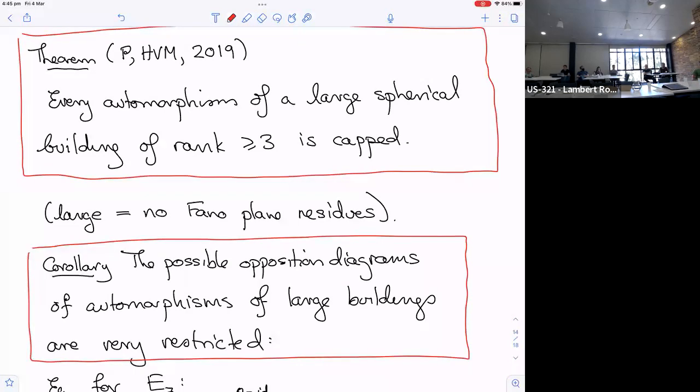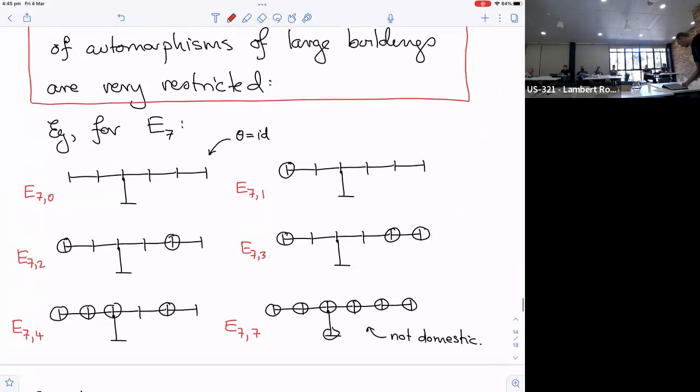But anyway. The corollary is that the opposition diagrams are super restricted. So for example, in E8, I'm going to do an example of E7, but E8, let's do E7. So for E7, a priori, how many opposition diagrams should there be? Well, you should be able to pick whether you encircle each node independently. I would say 2 to the 7, which is some relatively large number. But in fact, with that theorem in hand, these are the only opposition diagrams that you get for E7. You just get these 6.